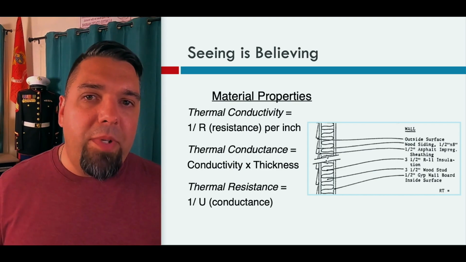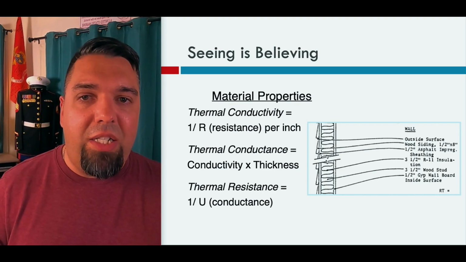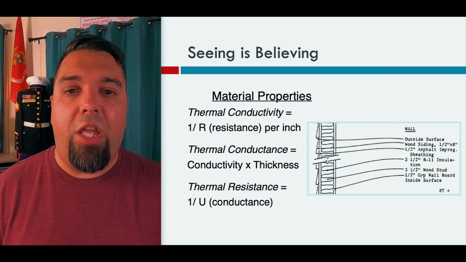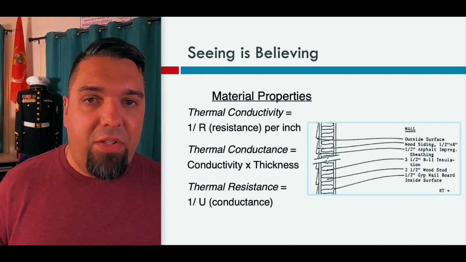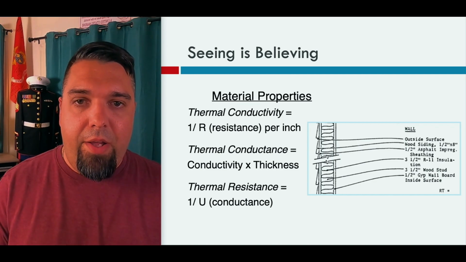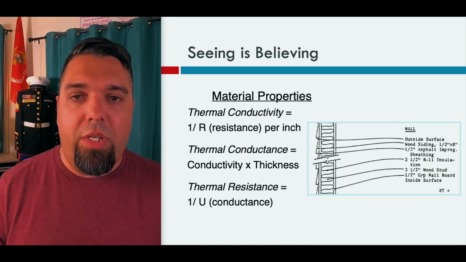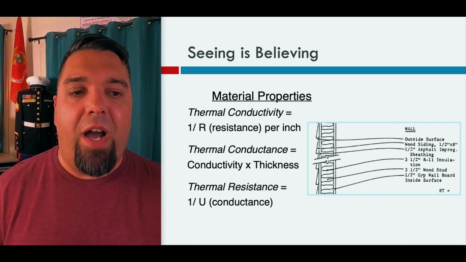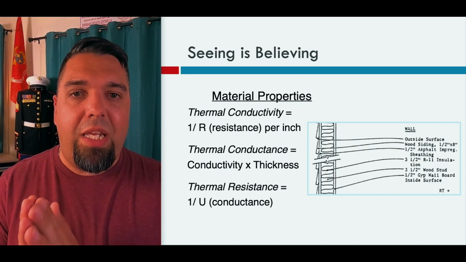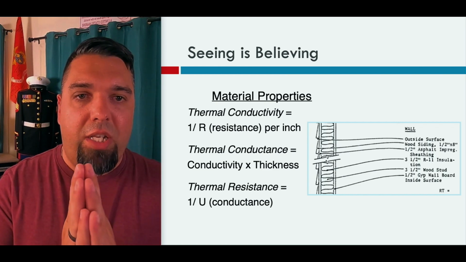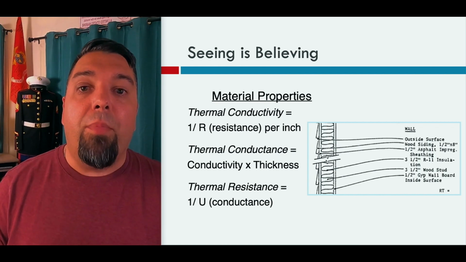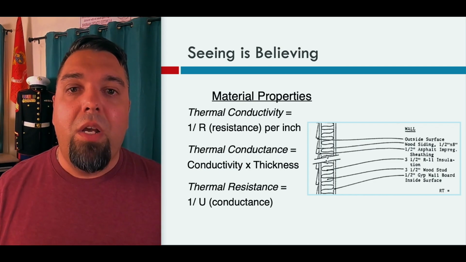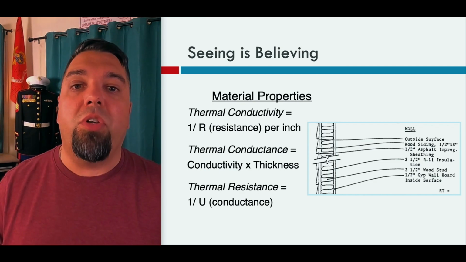So when we talk about material properties, the thermal conductivity is the U value, right? It's the inverse of the R value or thermal resistance. And basically thermal conductivity is rated per inch, and it's a basic part of defining how much heat can be transferred when it's in contact with, let's say, the wall, all right? Thermal conductance is just your conductivity times your thickness, right? So we talked about thermal conductivity. You multiply that by your thickness and you get thermal conductance.